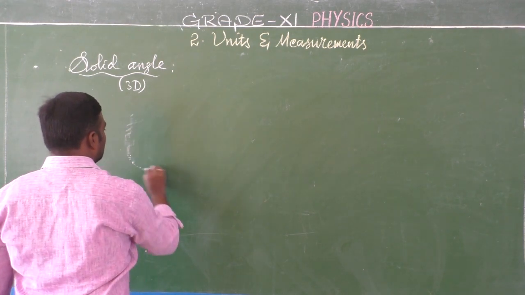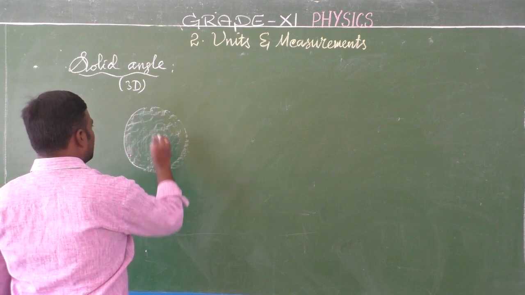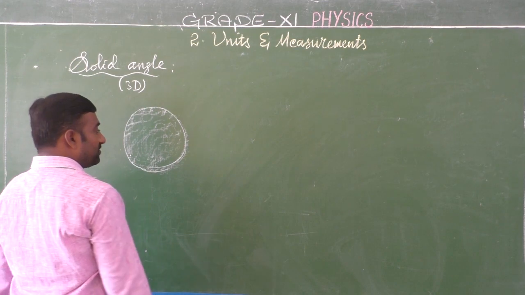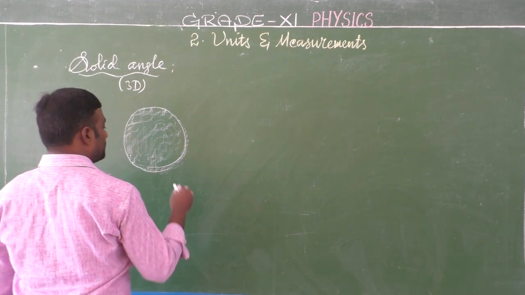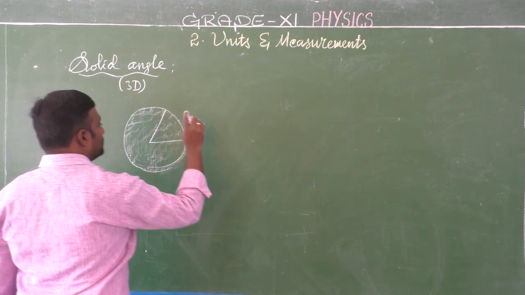Imagine. I cannot draw the 3D exactly, but this is the three-dimensional sphere. From the three-dimensional sphere, for example the watermelon, you have taken a small portion. So how does the small portion look?